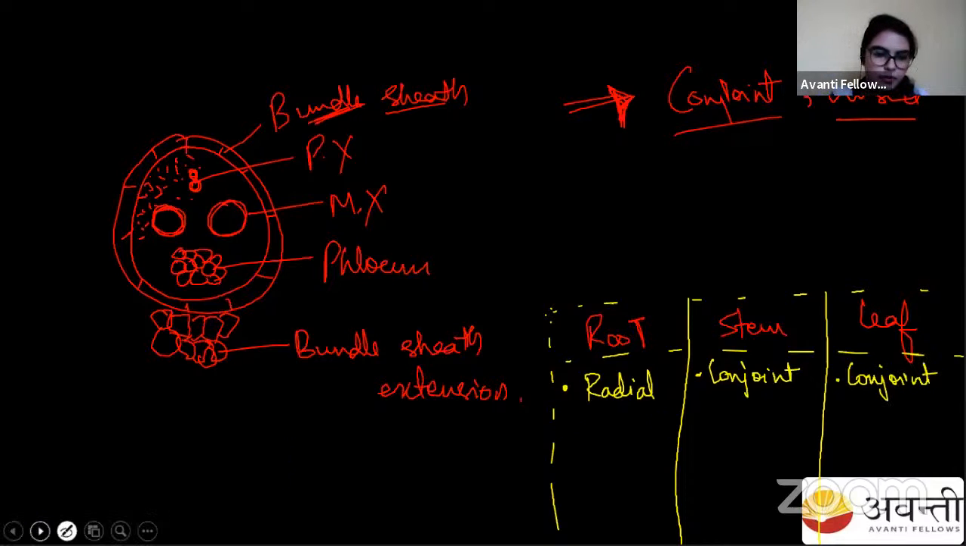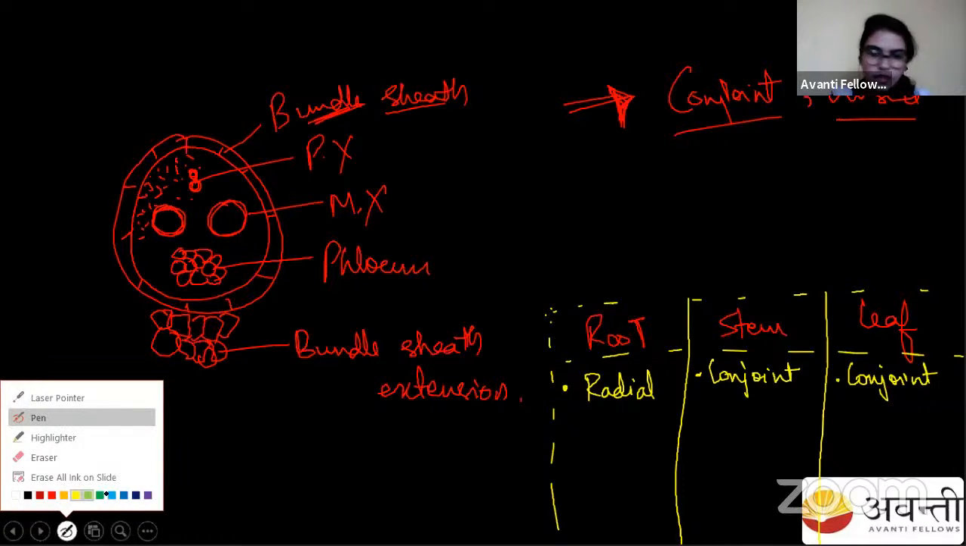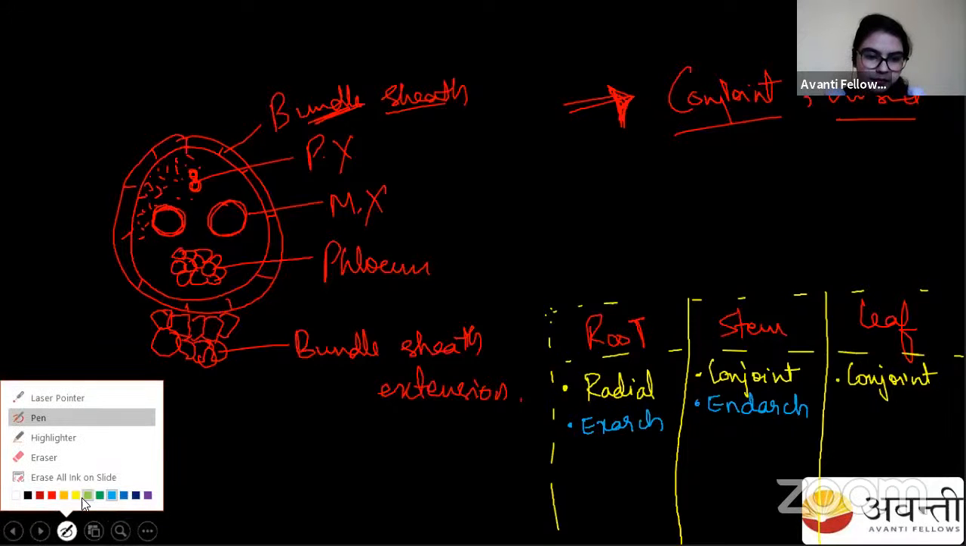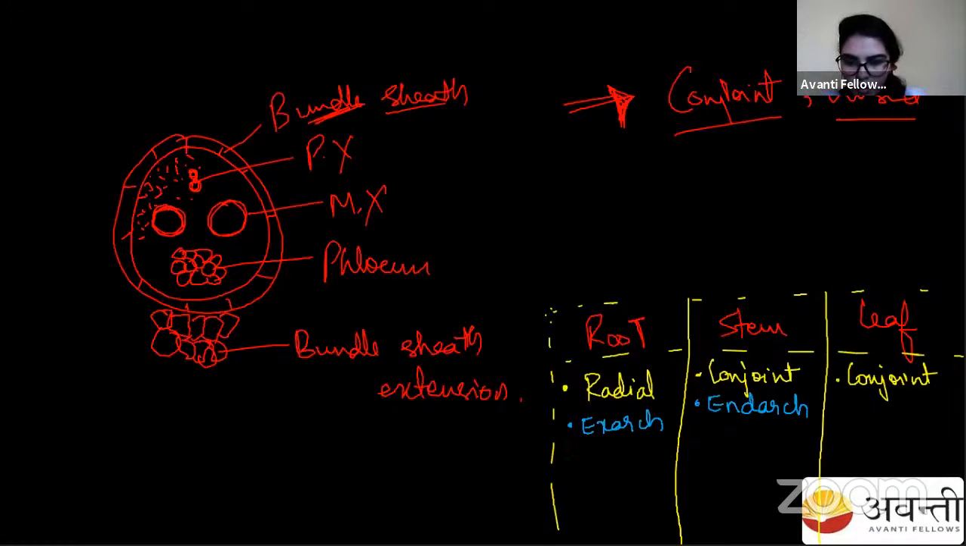Okay, so let me change the ink. So what else do we get in exarch? Here we get endarch of xylem. Here there is no concept of exarch or endarch. Okay, then what else? In the dicot root, we get what? Tetrarch condition.